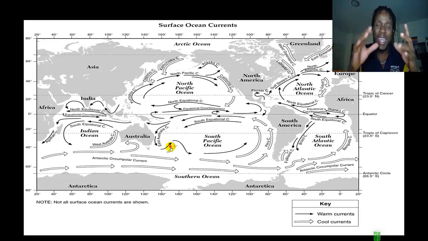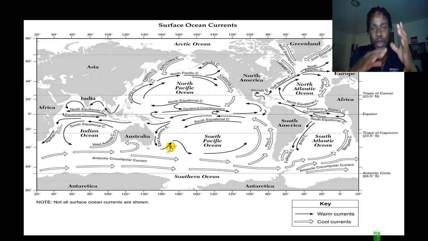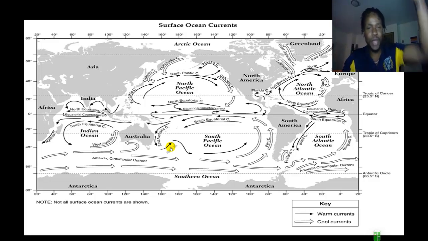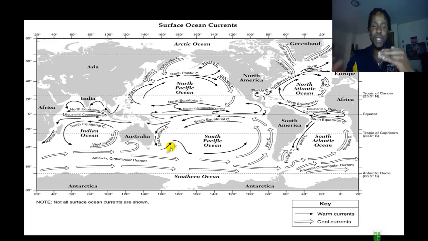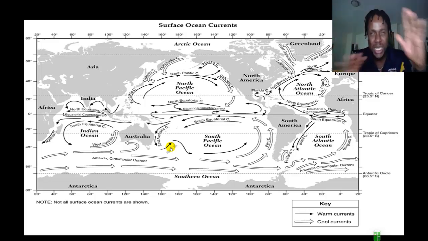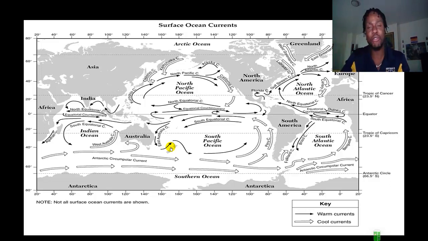So it's like a heat engine. It's a way in which the earth balances its temperature difference. The cool side comes towards the warm side, and the warm side tends to move back to the cool side, redistributing the heat flow within the planet. So that's what ocean current is simply all about.